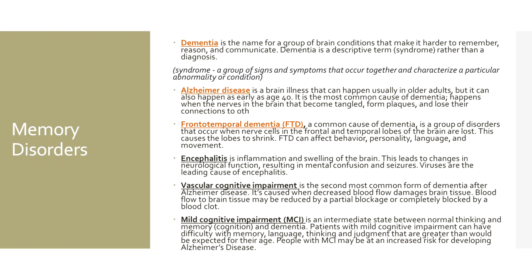Next we have vascular cognitive impairment. This is the second most common form of dementia after Alzheimer's disease, caused when there is decreased blood flow and damaged brain tissue, and the blood flow to brain tissue may be reduced by a partial blockage or completely blocked by a blood clot. We also have mild cognitive impairment. It is an intermediate state between normal thinking and memory and dementia. Patients with MCI can have difficulty with memory, language, thinking, and judgment that are greater than would be expected for their age.